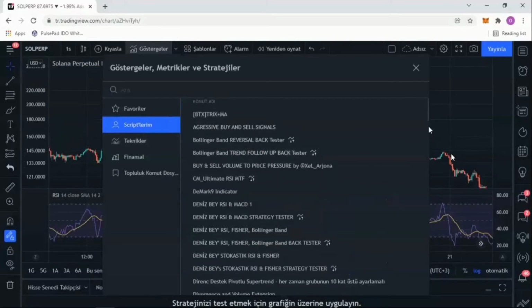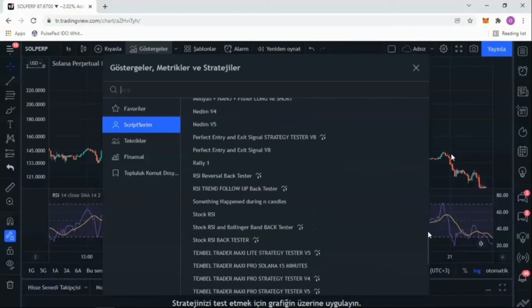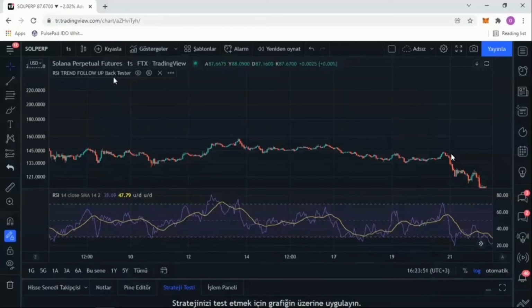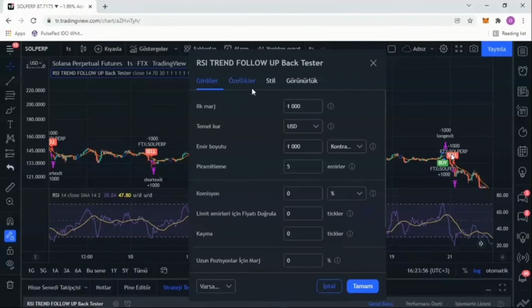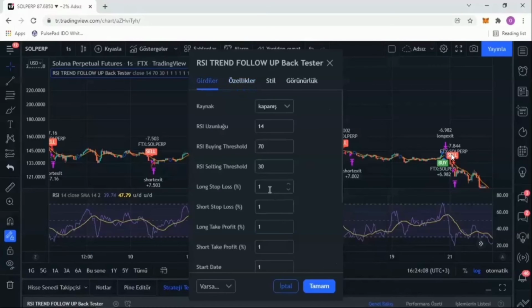Now I will close this RSI reversal strategy tester and open RSI trend follow-up strategy tester. Let's change the settings again. Contracts should be selected as USD. Okay. Let's try 1 to 5 risk and reward ratio. Let's type them here. We will use 1 to 5 risk and reward ratio. I will use 4% for stops, 20 for take profit.